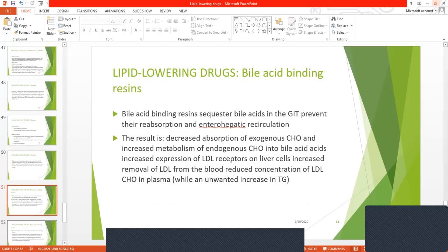Now coming to the next class, that is bile acid binding resins. The medicines included here are colestipol, cholestyramine and colesevelam. They are useful only for isolated increases in LDL. In patients who also have hypertriglyceridemia, VLDL levels may be further increased during treatment with resins.